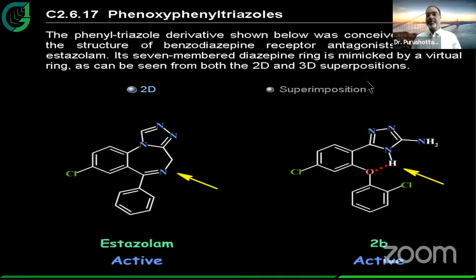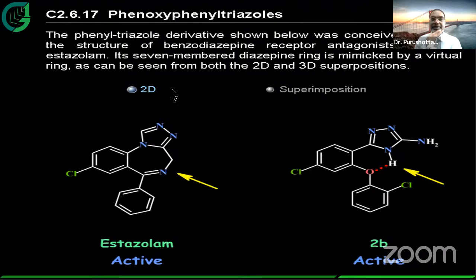So in another example, you can replace the cyclic structure with an acyclic structure. Here is a very interesting example. If you look at estazolam, which is an active compound having a tricyclic structure. Now if you look at compound 2b, it is still an active compound, still a triazole derivative, shown below on your right-hand side, mimicking the structure of a benzodiazepine receptor antagonist.